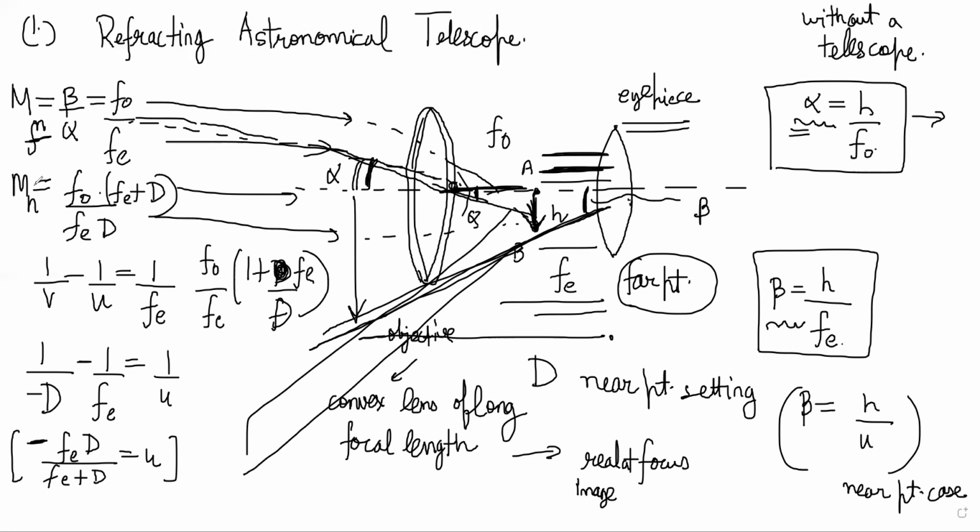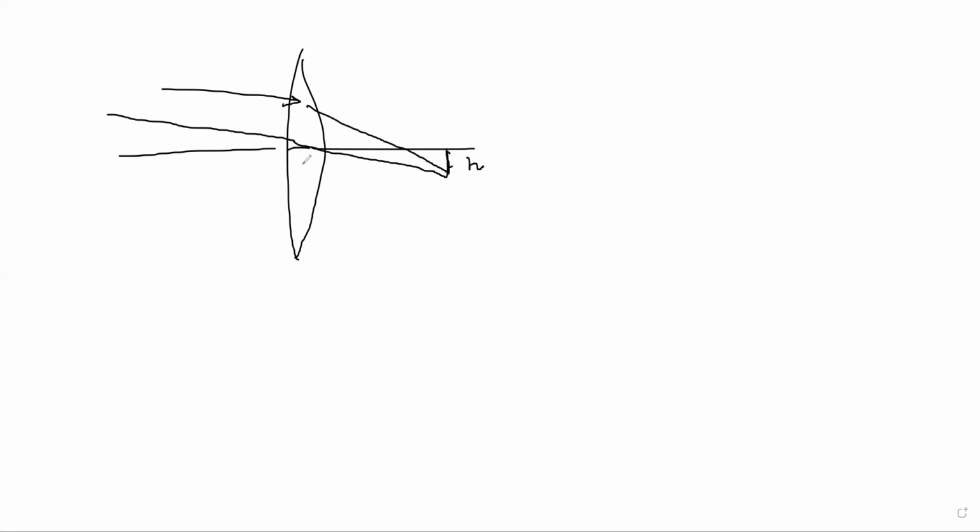You should write it a little more clearly, but you understand the logic. Without the telescope, find the angle. That angle can be estimated by noting the size of the image here at focus, because parallel rays will be coming and they will be converging at this focus after refraction, right? This is H. This angle and this angle are same, and this is equal to Fo. So alpha is always H by Fo.